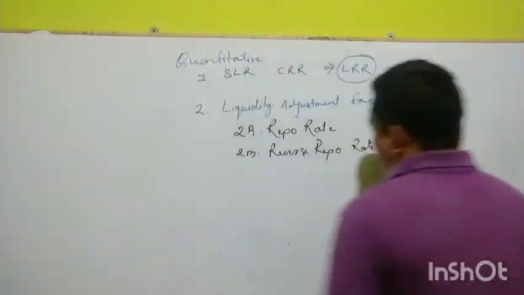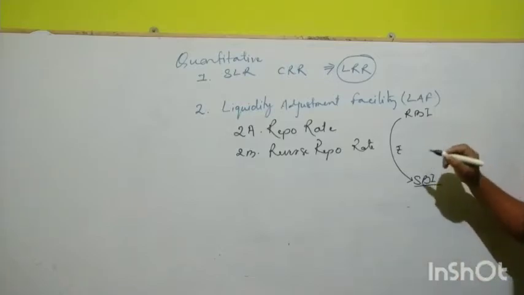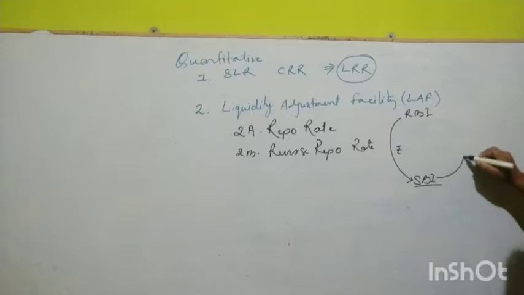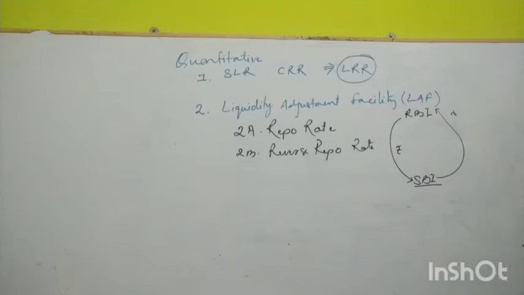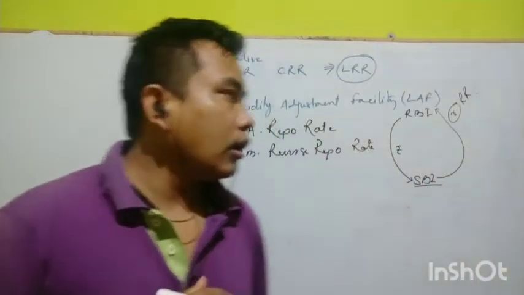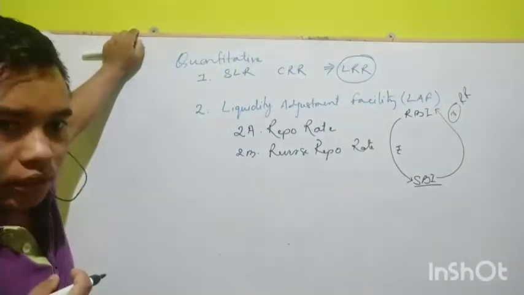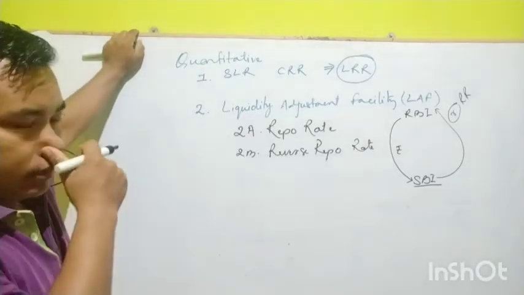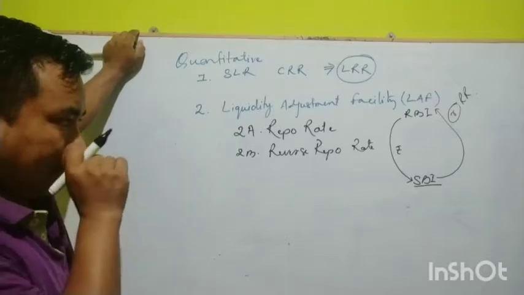When SBI borrows money from RBI, SBI has to pay an interest rate to RBI. This interest rate is the repo rate. The repo rate is very important for India, and it is also known as the policy rate of the country. It is very important, but anyway.